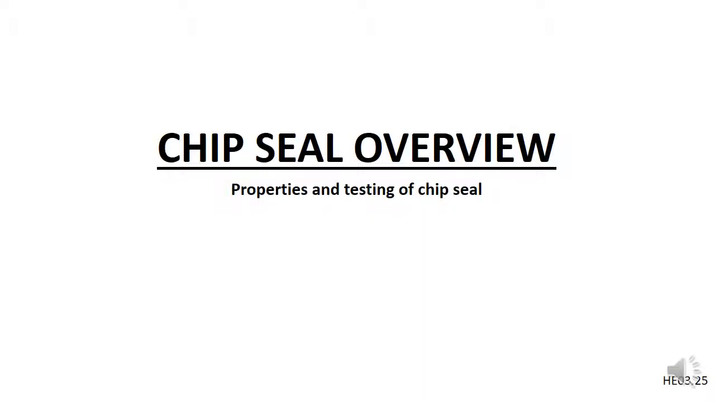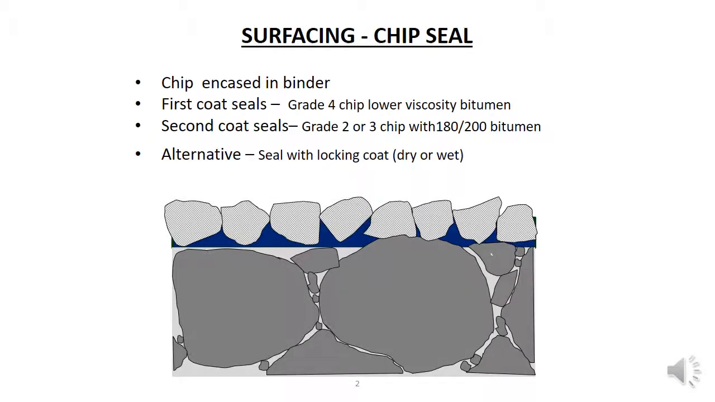In this video, we will look at chip seal in more detail. A chip seal has rock chips embedded in the bitumen binder. Chip seals are also known as sprayed seals or surface dressings. They may be used in first coat seals or in reseals.